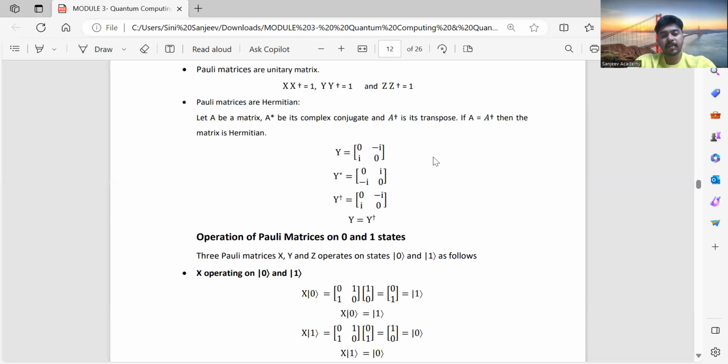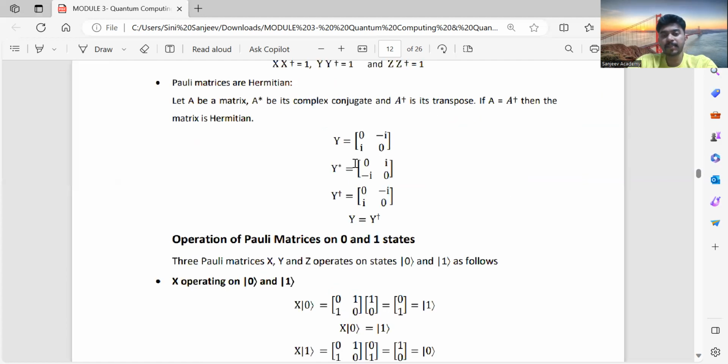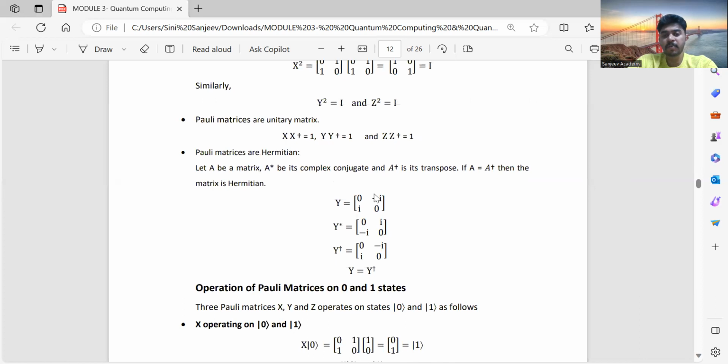So that is what has been written over here. Just changing the signs. Y value is this: 0 and minus i, i and 0. So I'm just changing the minus i value as i and the i value as minus i, then transforming rows to columns. That's all. Simple procedure.